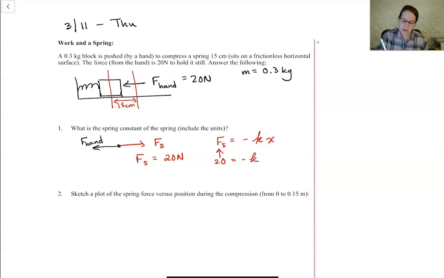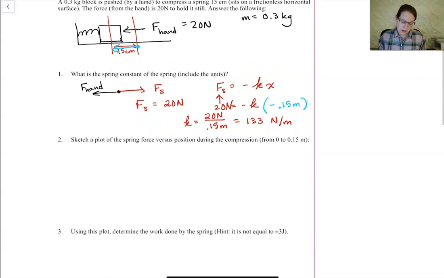The x distance that it's been compressed has been from this initial point over to the left, so it would be a minus 0.15 meters. Or if you're ever in doubt, your spring constant is always going to be a positive value. And so K is going to be 20 newtons divided by 0.15 meters, or 133 newtons per meter. And that's a perfectly good unit for the spring constant. So that tells you how stiff the spring is.